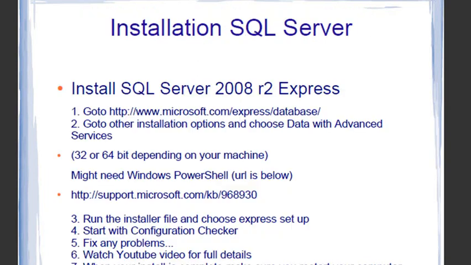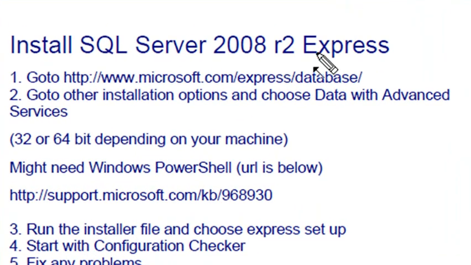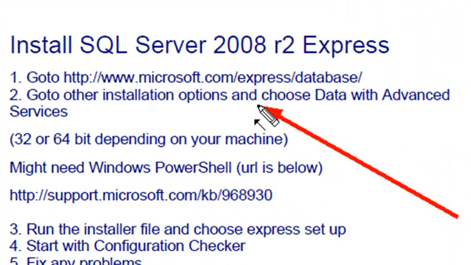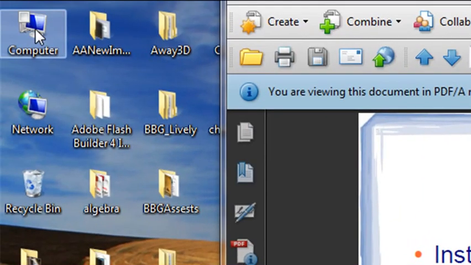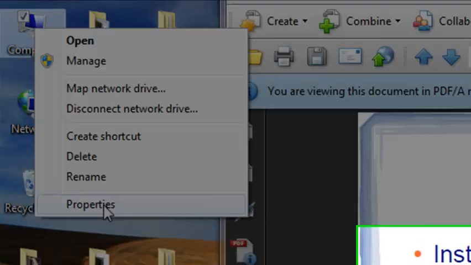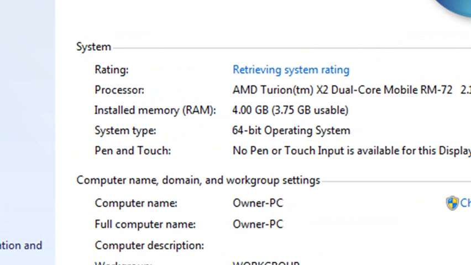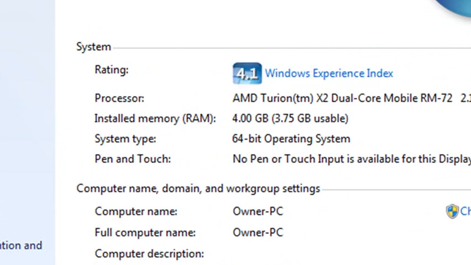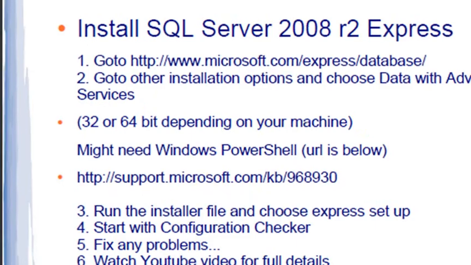Now, to do the install, you're going to want to, of course, go to the download, which is Microsoft.com Express Database. And you need to determine if you have a 64-bit or 32-bit machine. And the way you do that is just go to your computer. So come over here to Computer tab, and right-click on the icon, and go to Properties. And in your computer properties, you can determine if you're a 64- or 32-bit system. In this particular case, this is a 64-bit system, so that's what we need to download. So let's go to the Microsoft site, and let's download the software needed.